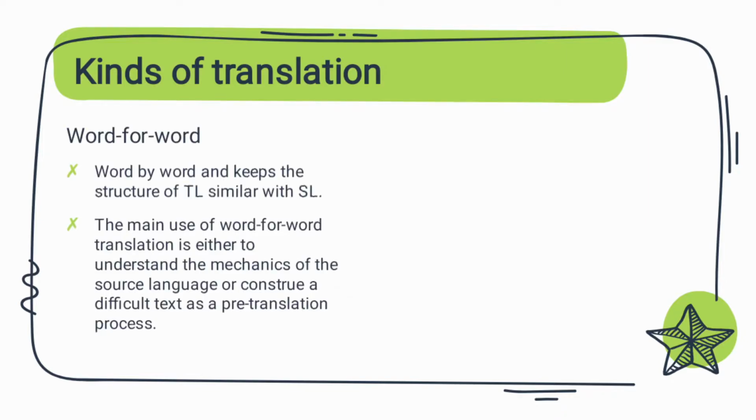The first is word-for-word translation. Word-for-word translation is a translation method in which the translator translates the text word by word and keeps the structure of the target language similar to the source language. The main use of word-for-word translation is either to understand the mechanics of the source language or to get through a difficult text as a pre-translation process.